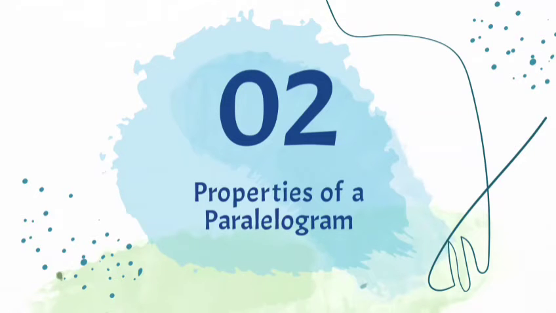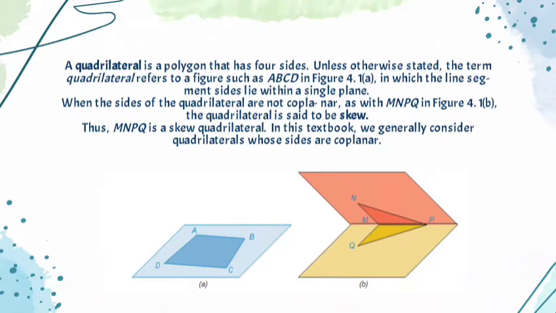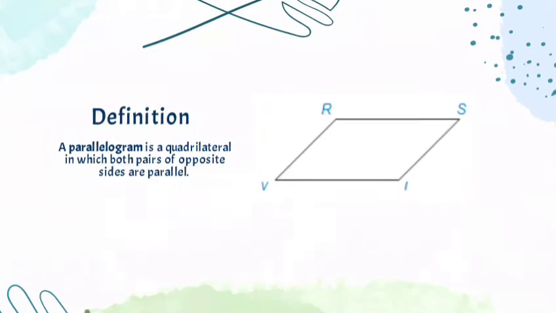Now we move to the second material, properties of a parallelogram. A quadrilateral is a polygon that has four sides. Unless otherwise stated, the term quadrilateral refers to a figure such as ABCD in figure 4.1(a), in which the line segment sides lie within a single plane. When the sides of the quadrilateral are not coplanar, as with MNPQ in figure (b), the quadrilateral is said to be skew. Thus MNPQ is a skew quadrilateral. In these textbooks, we generally consider quadrilaterals whose sides are coplanar.